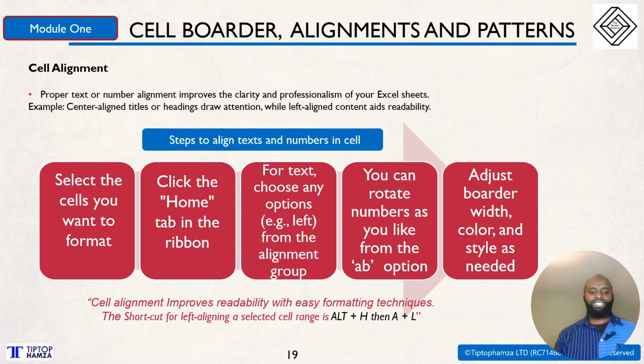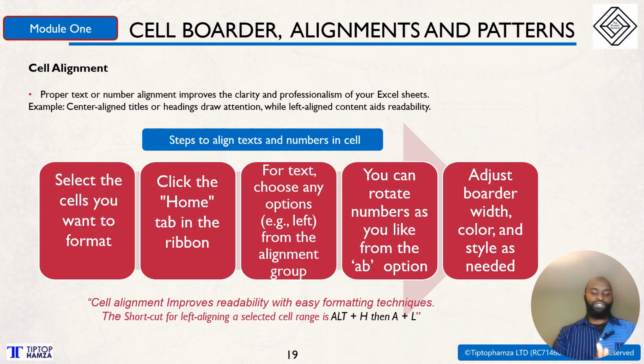Then click the Home tab in the ribbon, and then under there you see a lot of formatting options for you. In that, you want to align left, or you want to align right, or you want to align center, just as in justifying on PowerPoint or other tools. And you can as well rotate your numbers by clicking on the ab option there, and then it pops up, and then you select the degree or orientation you want to adjust your number to. And you can as well adjust the border width, color, and style as much as you need.